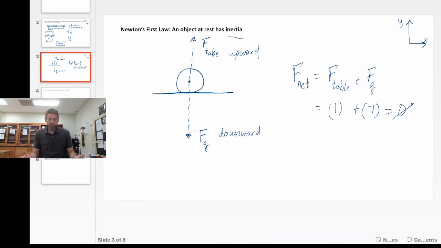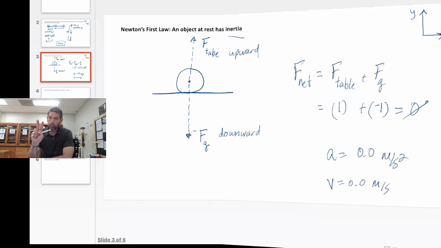It's inert. All right? So when we have balanced forces, your acceleration is going to equal 0 meters per second squared. That makes sense, right? The object is at rest. That would mean its velocity is also 0 meters per second. It stays that way.